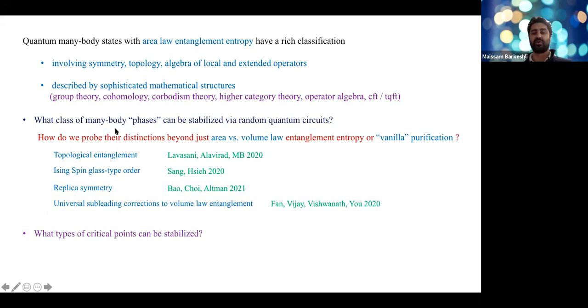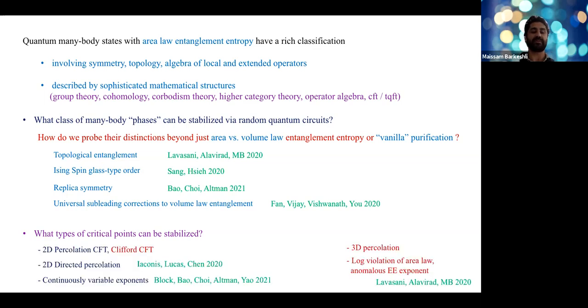So you can ask not only what class of phases we can stabilize via these random quantum circuits, you can also ask what kind of critical points we can stabilize. So far, everything I mentioned about critical points is very closely related to percolation. There's this 2D percolation that you can get. There's this unknown Clifford CFT, which seems to be very closely related to percolation. Andy Lucas, Xiao Chen, and Jason Iaconis showed that you can get directed percolation.